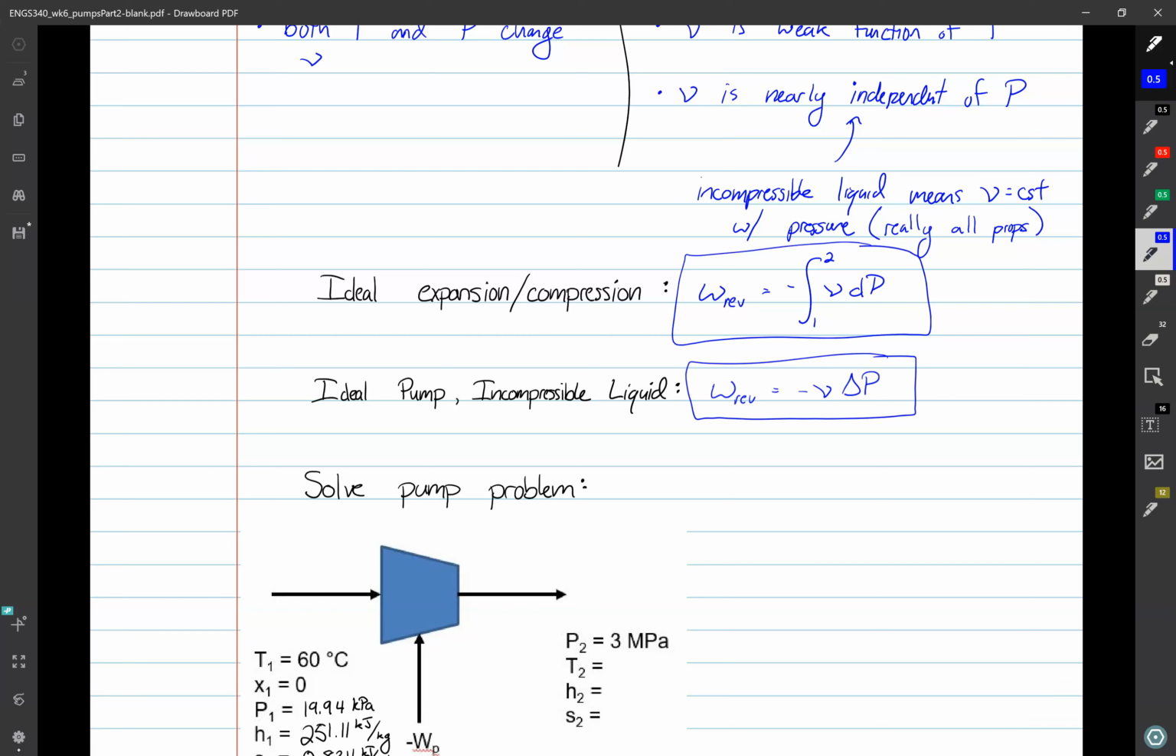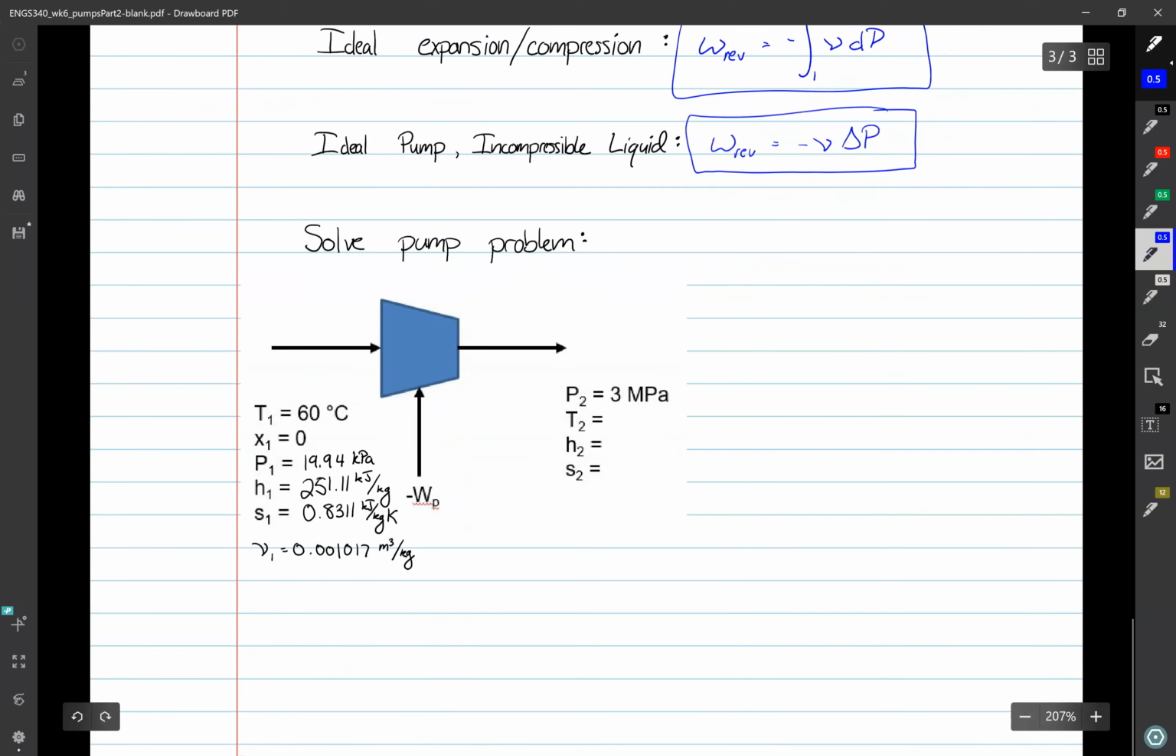So what this says is that the reversible work, the work for this ideal pump for an incompressible liquid, is just the specific volume times the change in pressure. Let's go back to our problem and see what that actually looks like when we throw in some numbers and make sure we get the same answer as we did before.